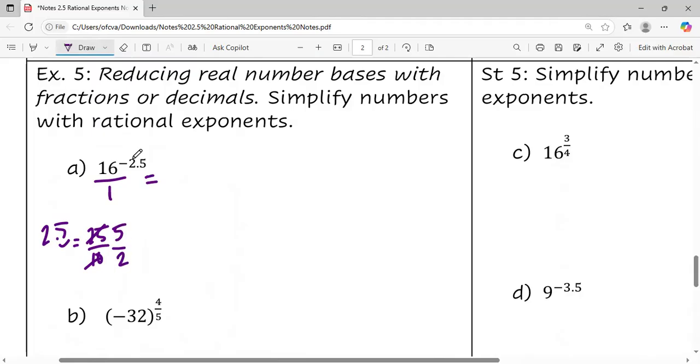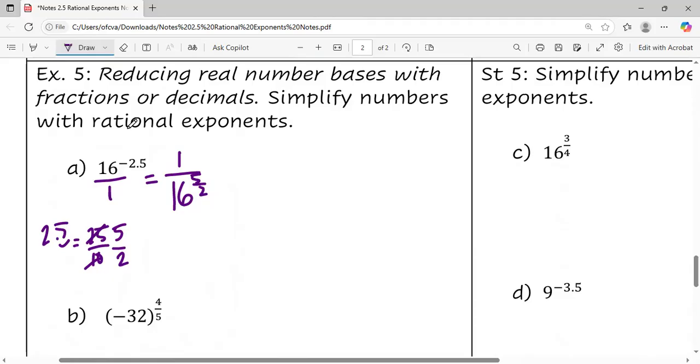So I'm going to change the 2.5 to 5 over 2, but I'm also going to flip the fraction, or do the reciprocal of the fraction. So that becomes 1 over 16 to the 5/2. And remember, I don't want you to use the crutch of having to turn everything to radical. We know we can expand this. We can simplify this. Always look at the denominator first because that's your index.